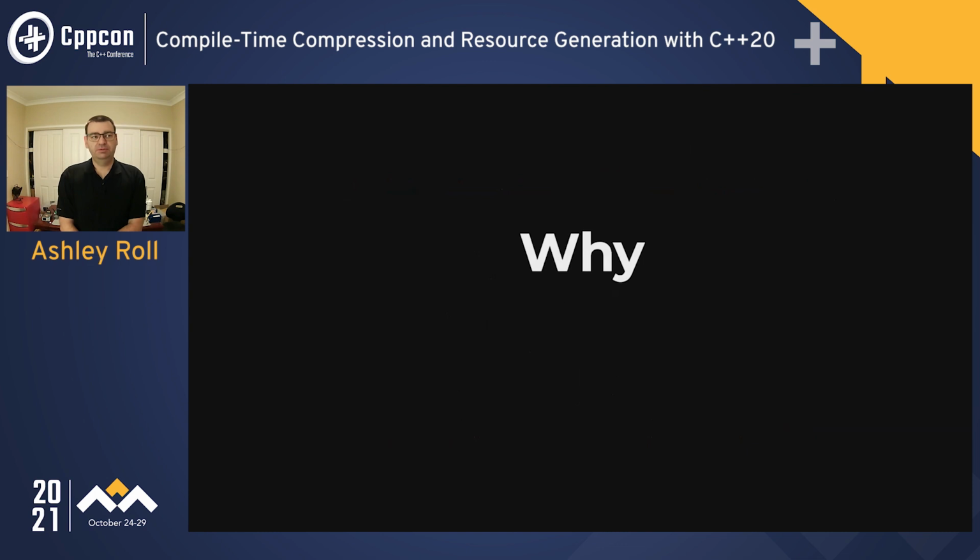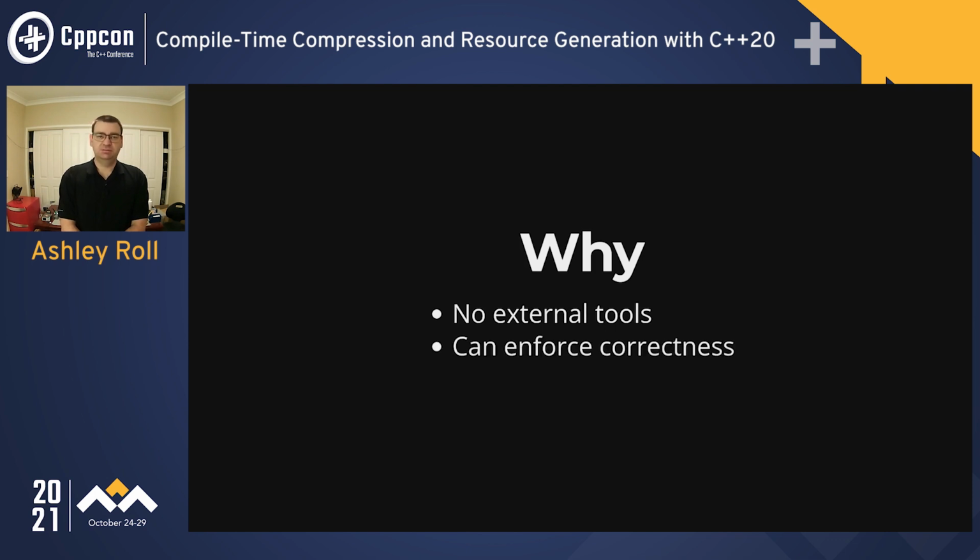So why do we want to do this? Well, it means that we can build things without external tools. So we can generate complex data that we need for our system at runtime without having to generate it externally. We can use the type semantics in C++ to enforce correctness, and because pushing limits is lots of fun.